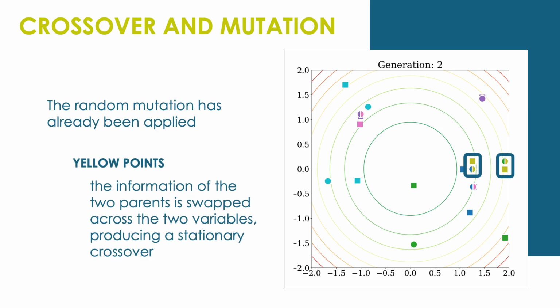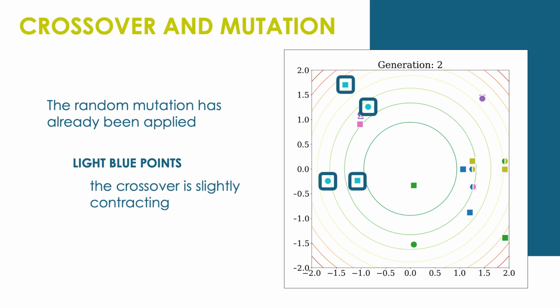Consider first the yellow points. Here, the information of the two parents is swapped across the two variables, producing a stationary crossover. Graphically, parents and children form a rectangle in the two-variable space. Now, focus on the light blue points along the x-axis. In this case, the crossover is slightly contracting. The two children are closer to each other than the parents.